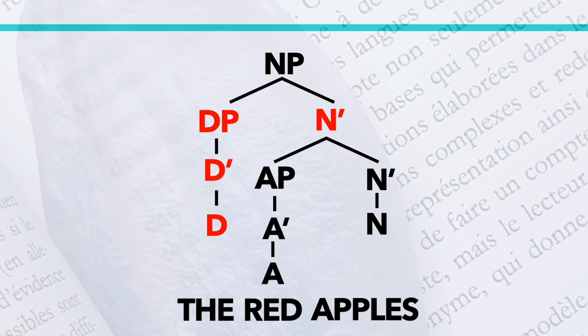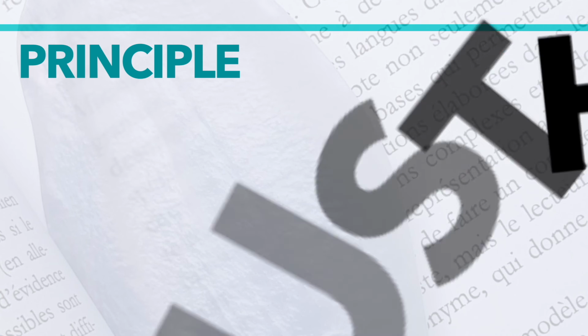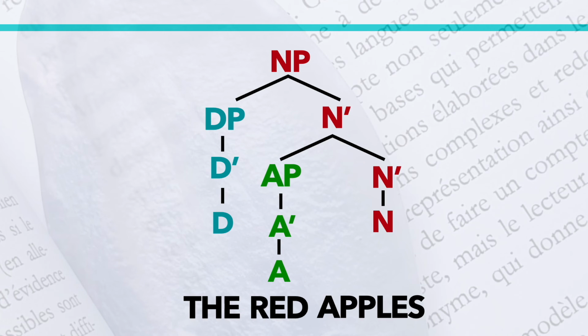Like this, we can now distinguish between specifiers and complements as well. Specifiers and X-bars are sisters, while complements are only sisters of word level X because complements are always required by heads. So these are the key points of the X-bar theory, and we can sum them up like this. First, the main principle is every word must have three levels. Every word in the tree, including determiner, adjective, and noun, should have three levels, which are word levels, intermediate levels, which are represented by X-bar, and then phrasal levels.